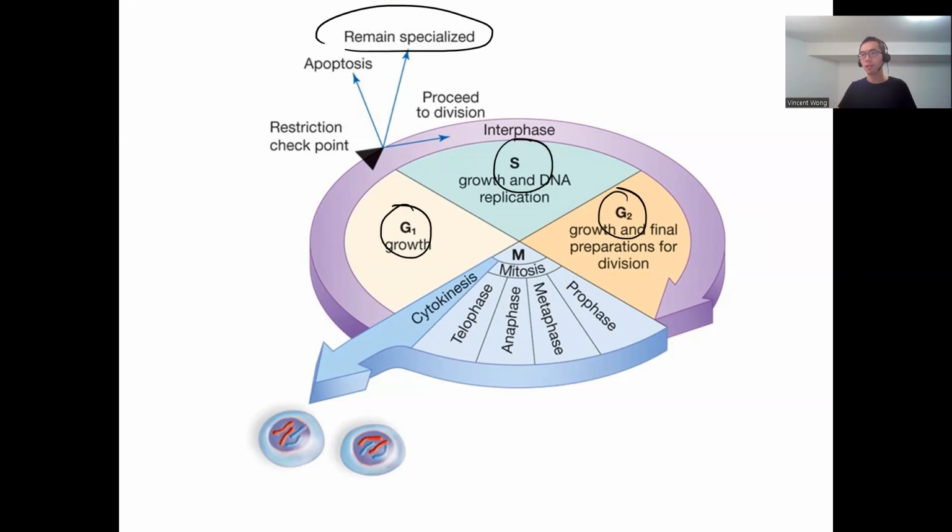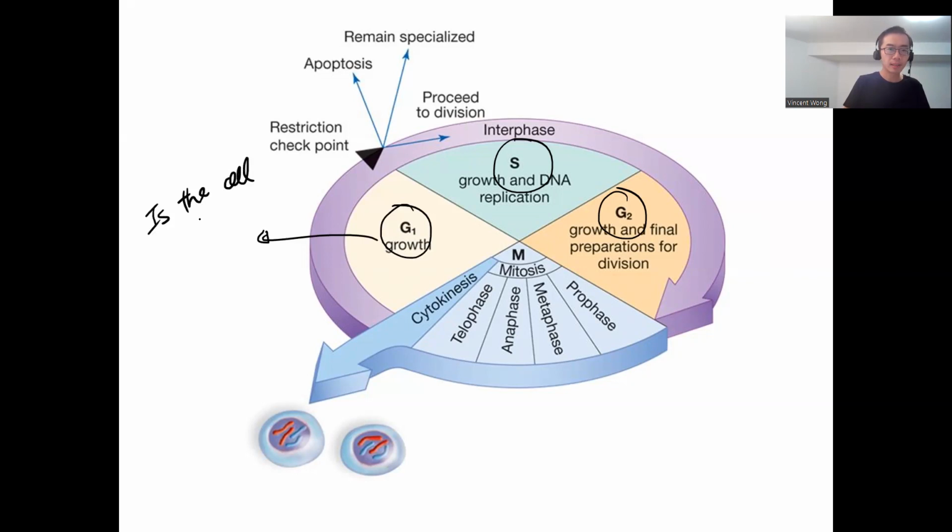Because you don't want to start copying your DNA and then find out, oh, I ran out of nucleotides, right? So that's basically G1. G1 is checking for, is the cell okay to divide? And I told you a bunch of things that you can check for, right? So if everything's okay, then you move on to the S phase.